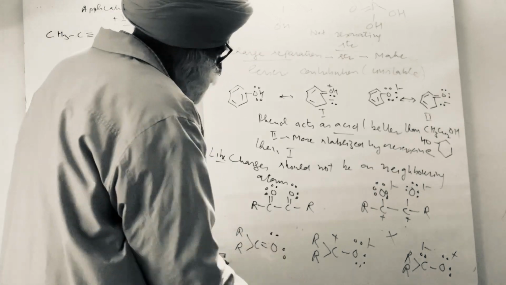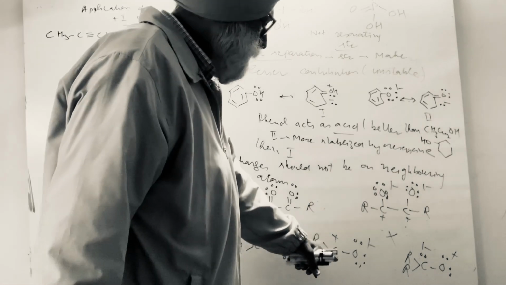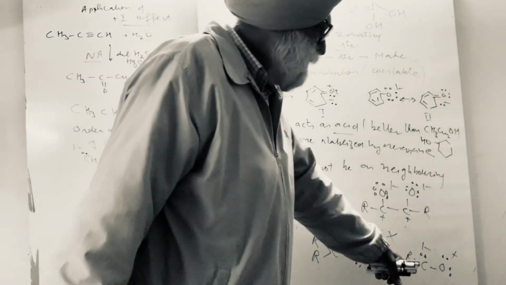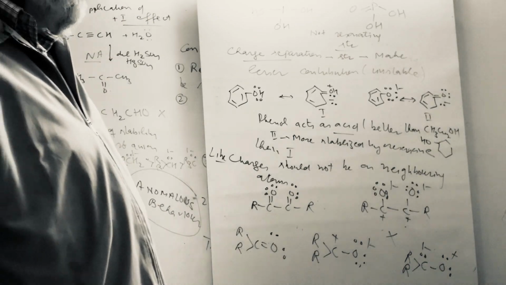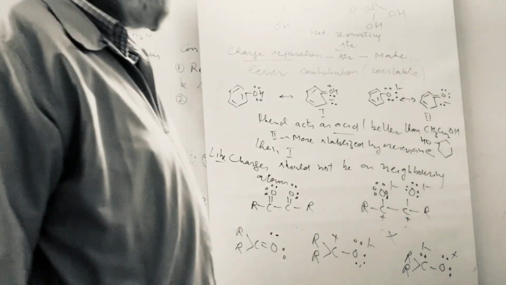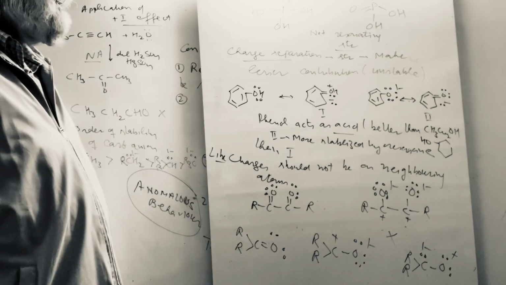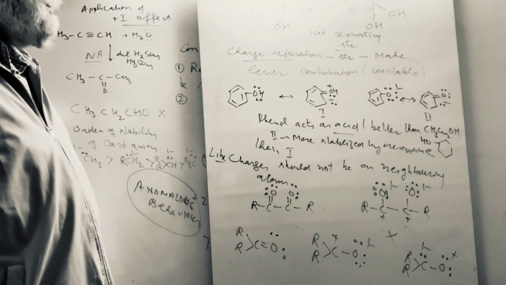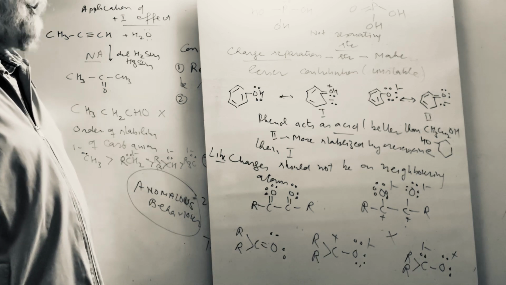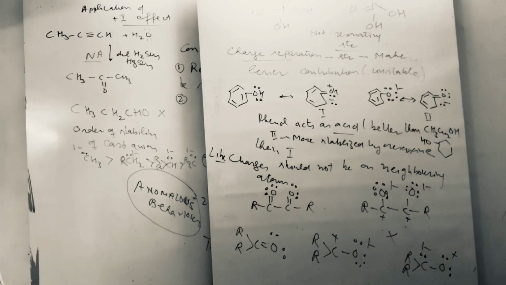So this is more stable, then this is more stable, this is least stable, because positive charge is present on an electronegative atom. So we have to observe certain rules when writing resonating structures, and that will only be possible if you know the effects. So this was something from resonance, writing the resonating structures.